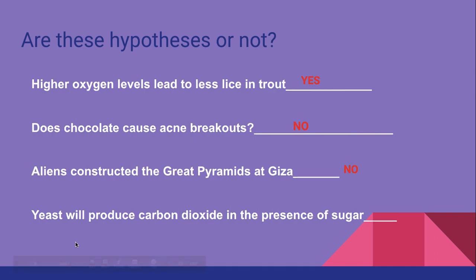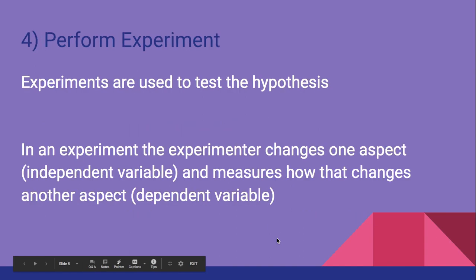It does. Will yeast produce carbon dioxide in the presence of sugar? Can you test it? Yes. You could put yeast with some sugar, throw a balloon on it, see if carbon dioxide comes out. So this is a good hypothesis. It's a good biology hypothesis. All right, cool. So let's move on to step 4.